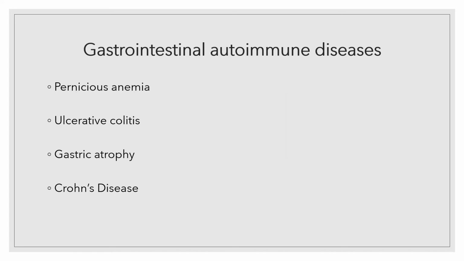The gastrointestinal autoimmune diseases are many, including pernicious anemia, ulcerative colitis, gastric atrophy, and Crohn's disease. These are all considered autoimmune diseases of the gastrointestinal tract.